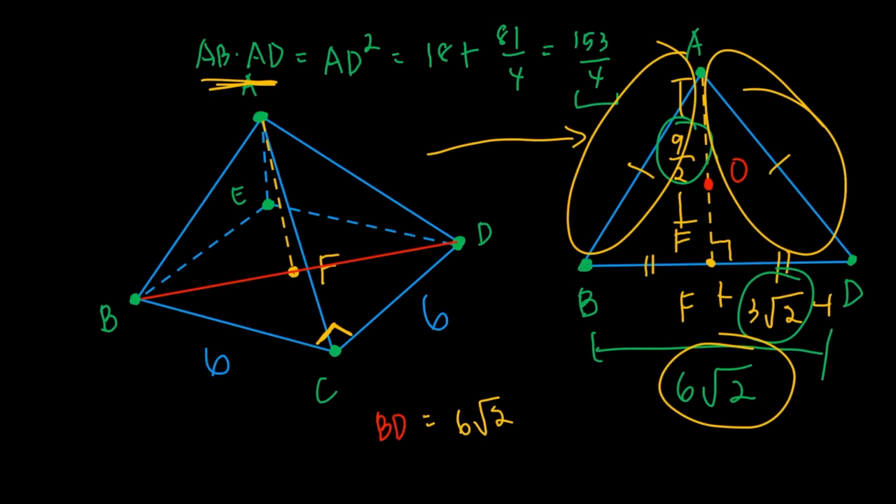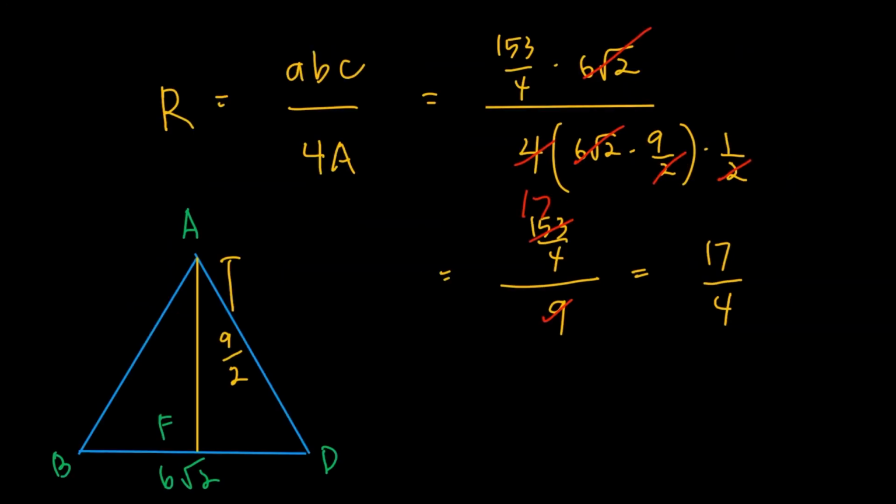Going back, because the center of the circle is on AF, and A, B, and D are points on the sphere, this 17 over 4 will also be the circumradius of the pyramid. Yeah, it's going to be the circumradius of the pyramid. So it's going to be the sphere's radius.